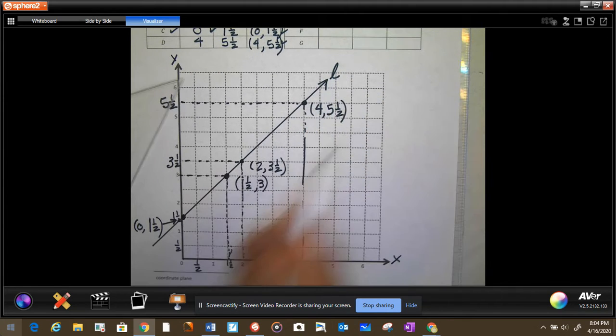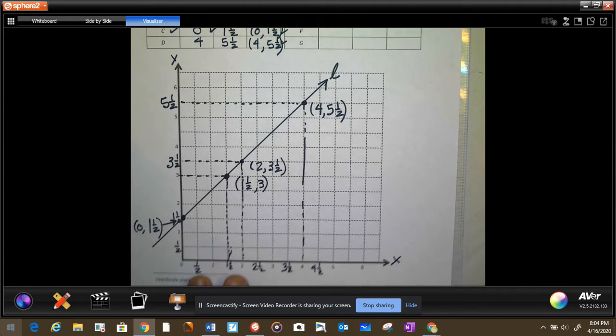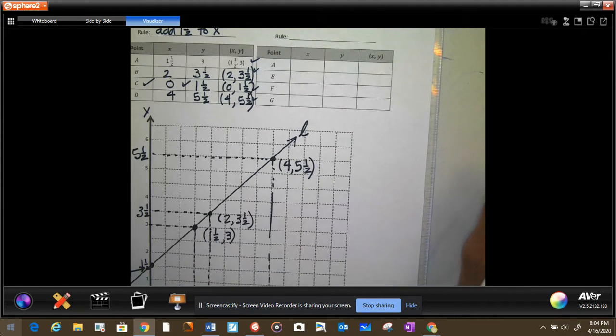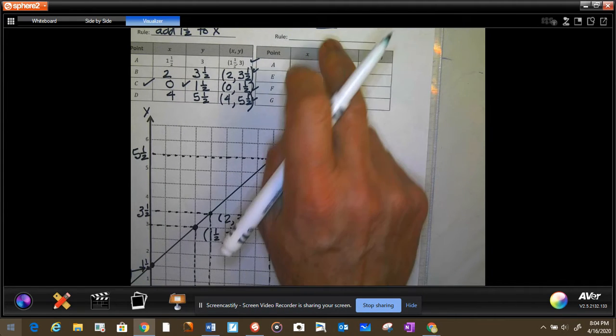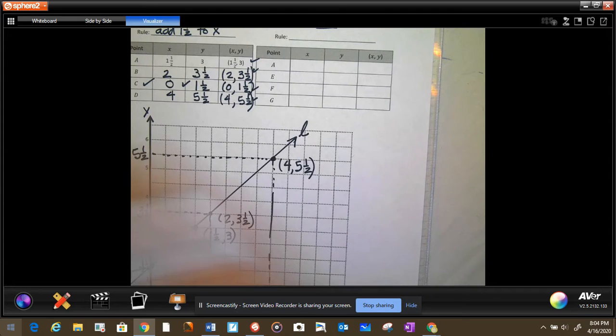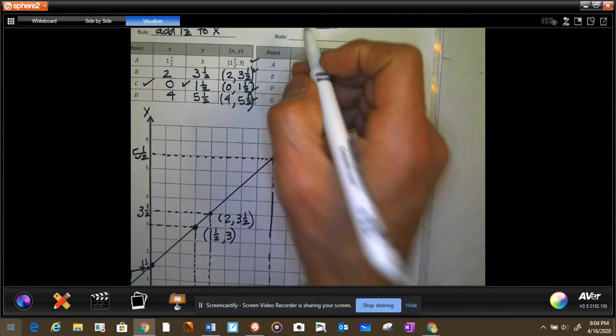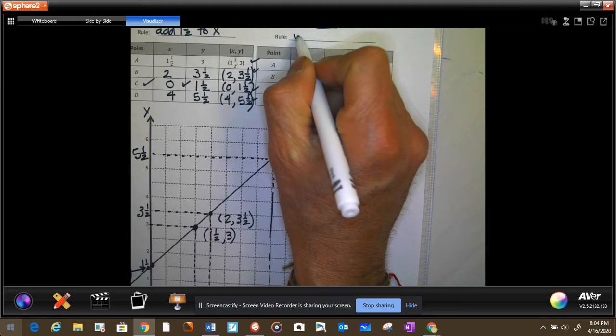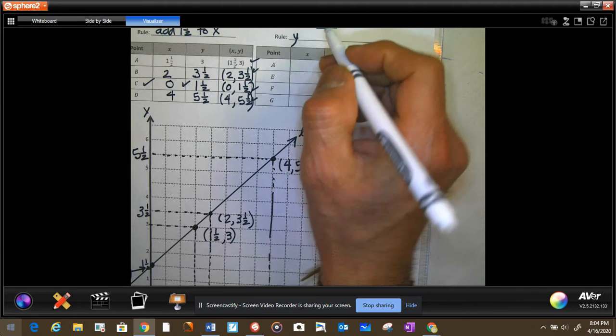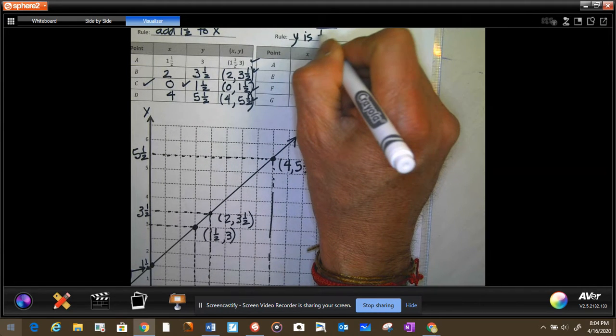This is line L. Okay, let's look at line M. Notice the line M is giving us free range to select any number. But let's make it closer to something that we learned already. So let's make y twice x. Let's make it simple.